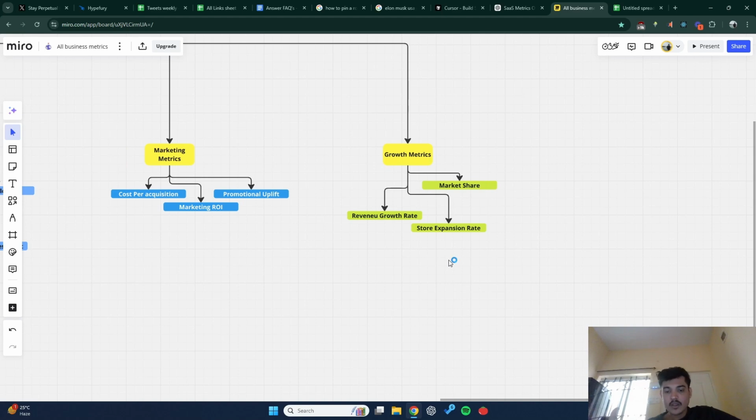And then the last one is store expansion rate. If you're opening new locations, this measures how fast you're scaling. So the formula would be new stores divided by total stores times 100. So you're opening up new stores. This is the expansion rate that you have.